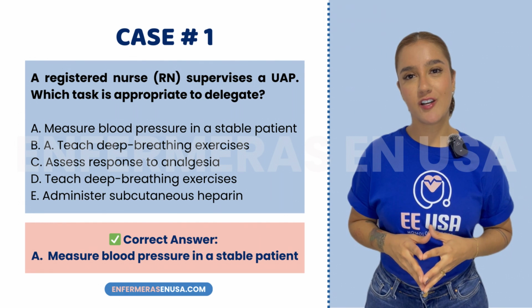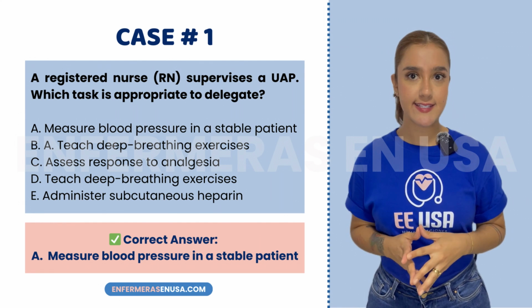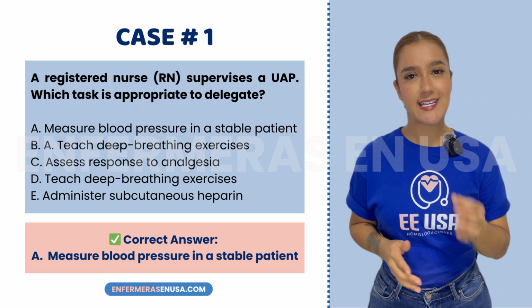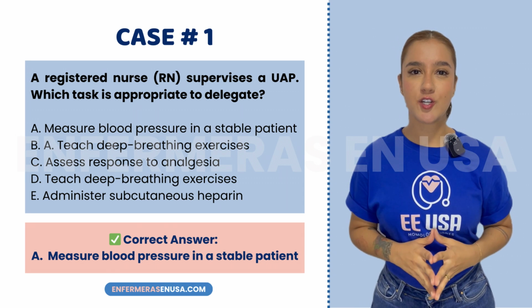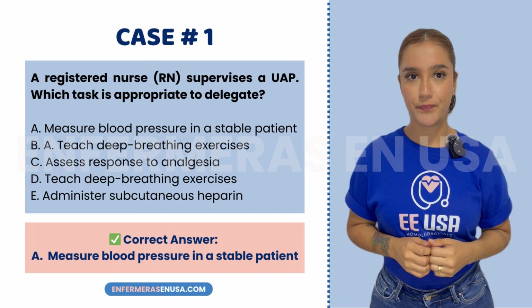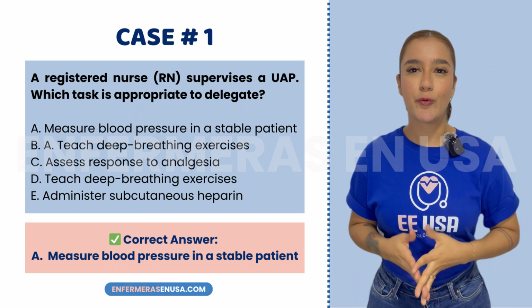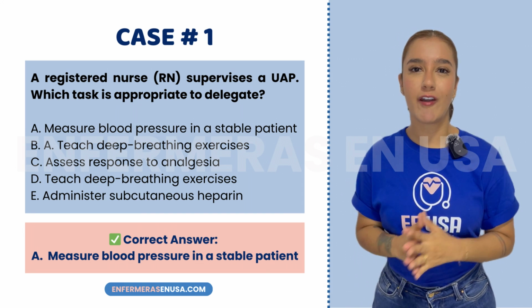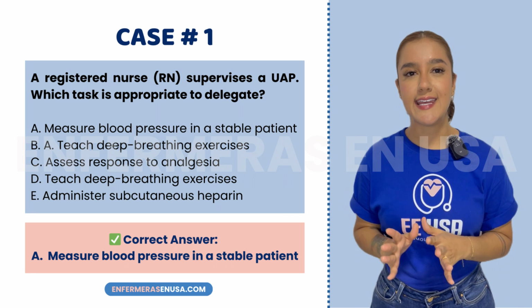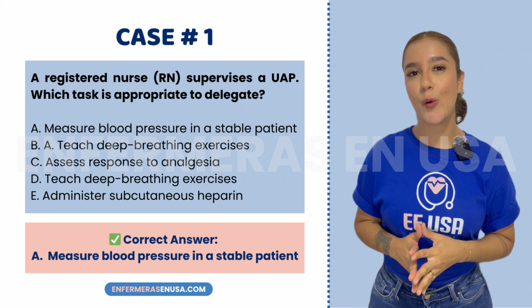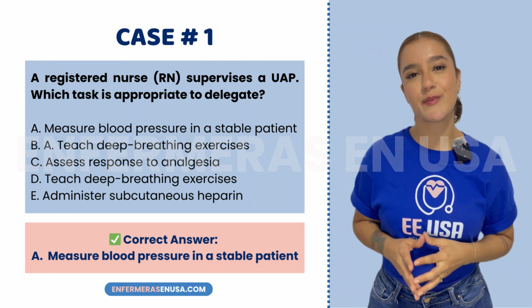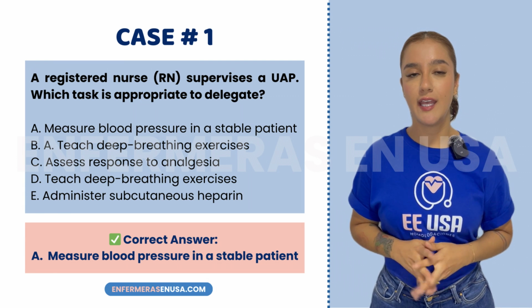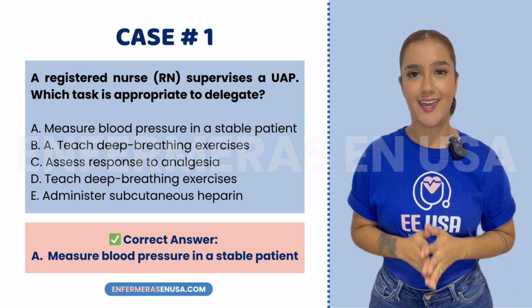A registered nurse is supervising a nursing assistant. Which of the following tasks is safe to delegate? A. Measure blood pressure in a stable patient. B. Teach deep breathing exercises to a postoperative patient. C. Assess the patient's response to pain medication. And D. Administer subcutaneous heparin. The correct answer is A.